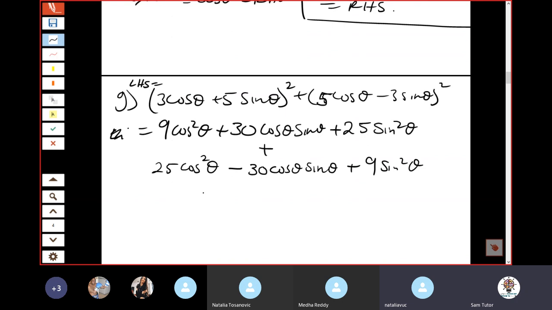Beautiful. Now, what happens with your 30 cos sine theta minus 30 cos sine theta?